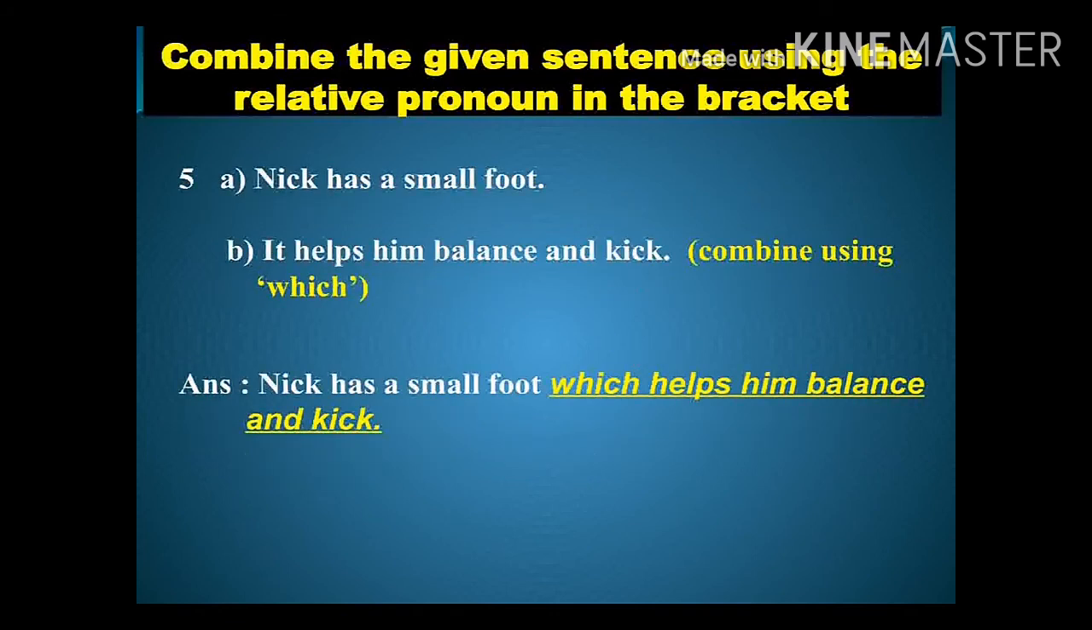Nick has a small foot. It helps him balance and kick. So it refers to foot. So write the sentence after foot. Nick has a small foot which helps him balance and kick. So it is defining the foot.